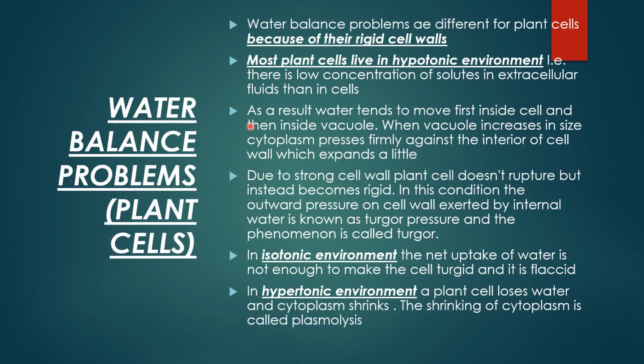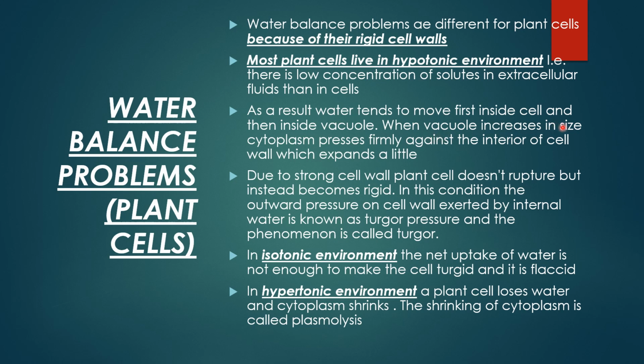Next is water balance problems in plant cells. Water balance problems are different for plant cells because of their rigid cell walls. Most plant cells live in hypotonic environment. That is, there is low concentration of solute in extracellular fluids than in the cells. As a result, water tends to move first inside cell and then inside vacuole.